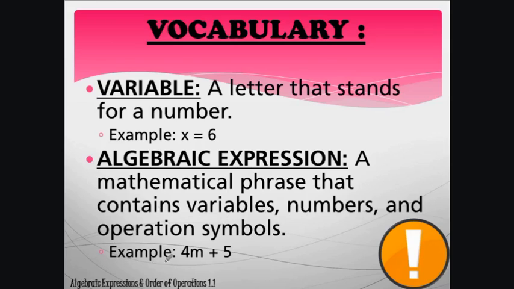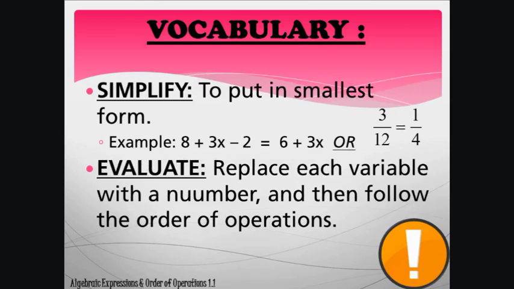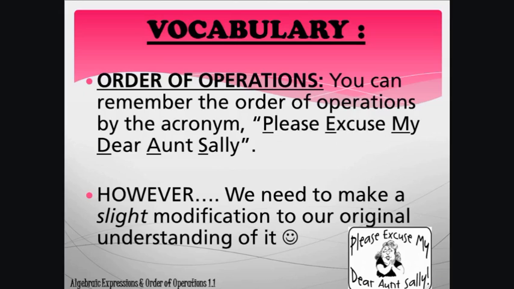So if you take a look at this example, we have two numbers, m, which is our variable, and addition, which is our operation symbol. All of those things are in an algebraic expression. In order to evaluate, because we're going to be doing that today, that means to replace a variable with a number and then make sure that you're following that order of operations.